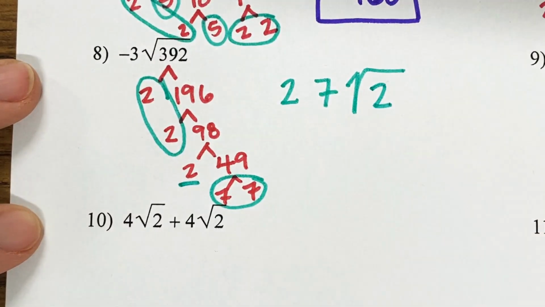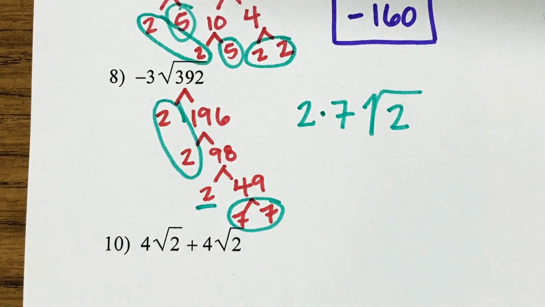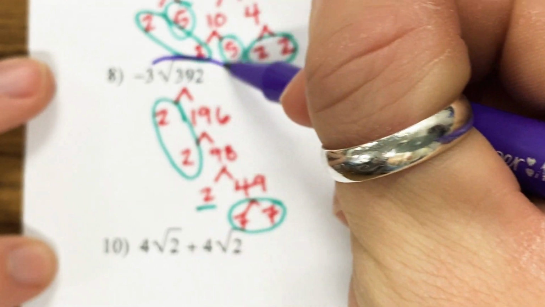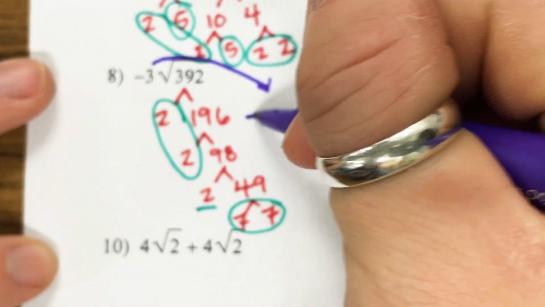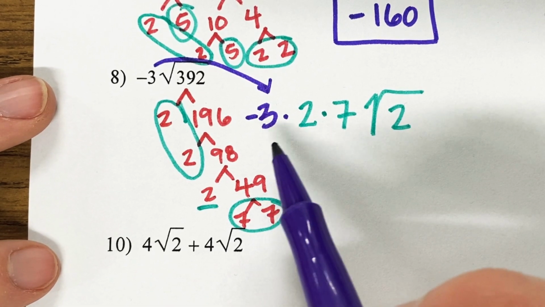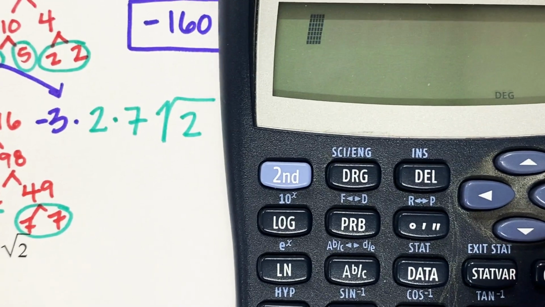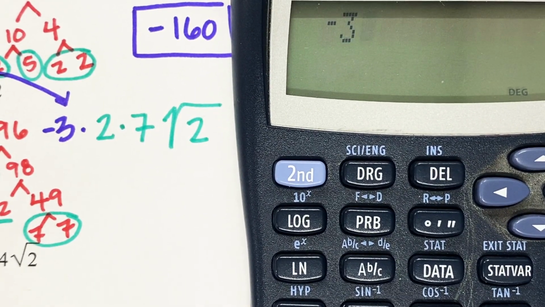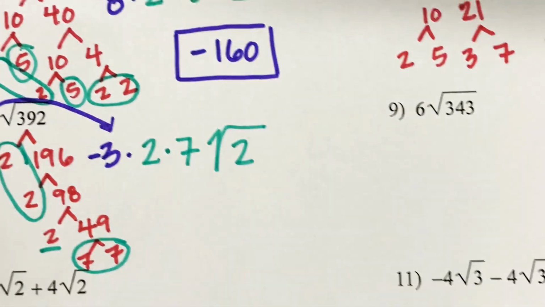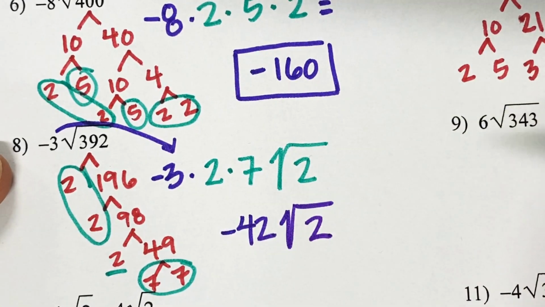That 2 right there. Okay, we know once they leave, they're being multiplied, but we're not done yet because we had a couple that was already out there, so waiting to be multiplied. Okay, so now we're going to multiply all 3 of these guys together. So what is -3 times 2 times 7? That's going to give me -42 on the outside and that sad little 2 on the inside.